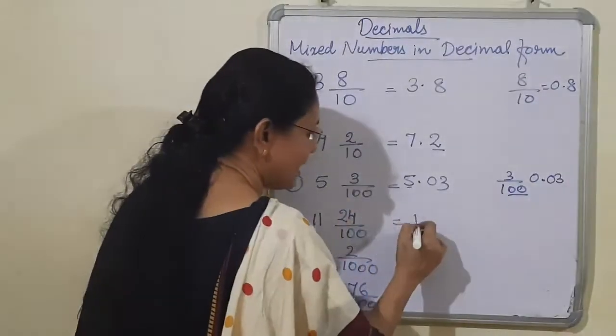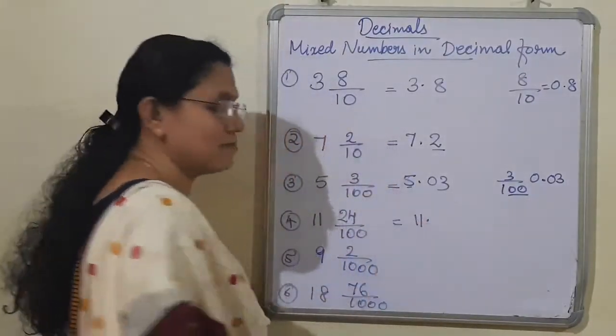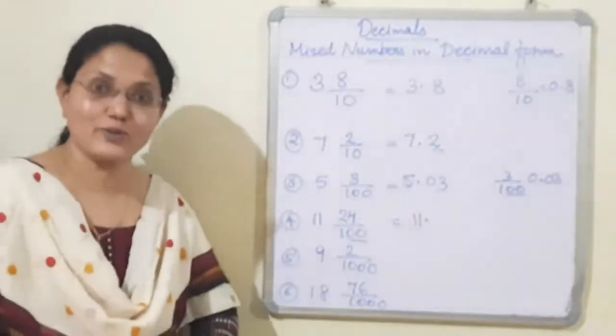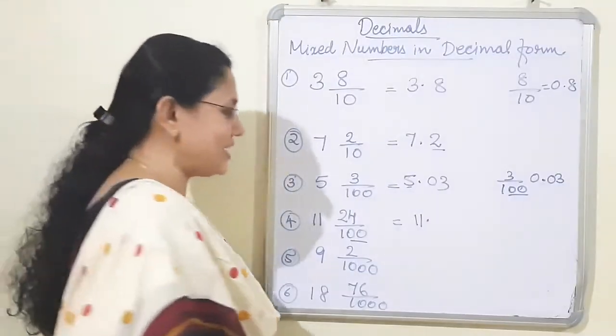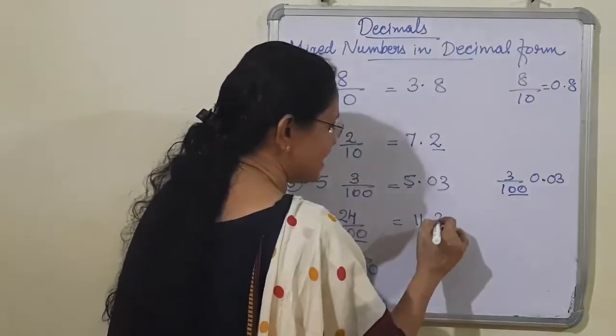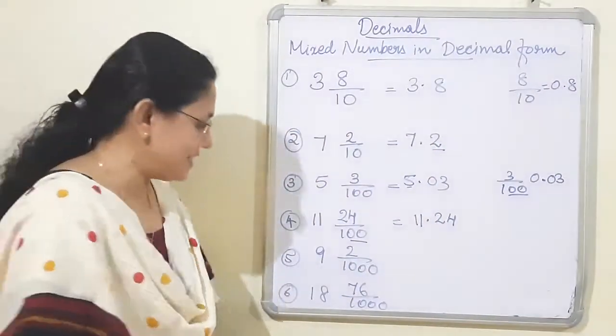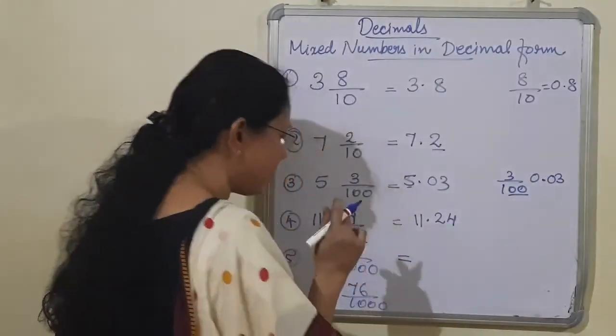Okay. Next, 11 24 by 100. First, the whole number part 11 is there. Then put the decimal point. 24 by 100: 100 has two zeros, and the numerator also has two digits, so we already have two decimal places. 11.24.